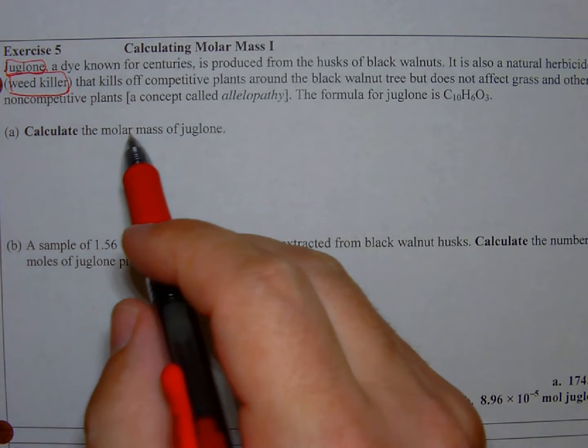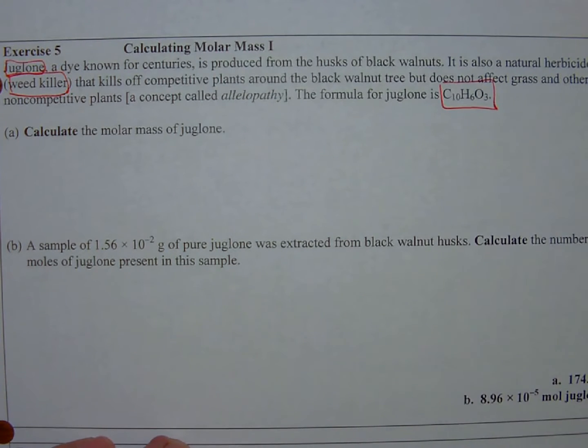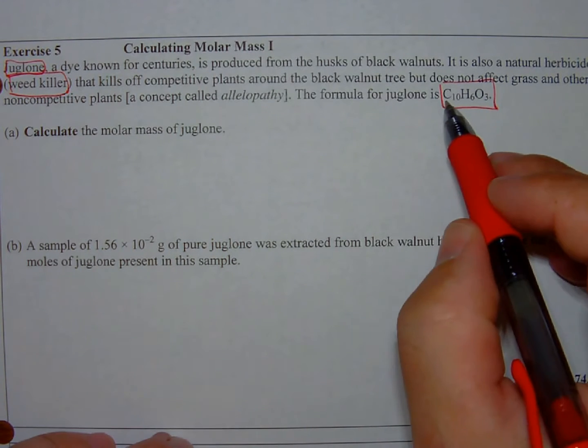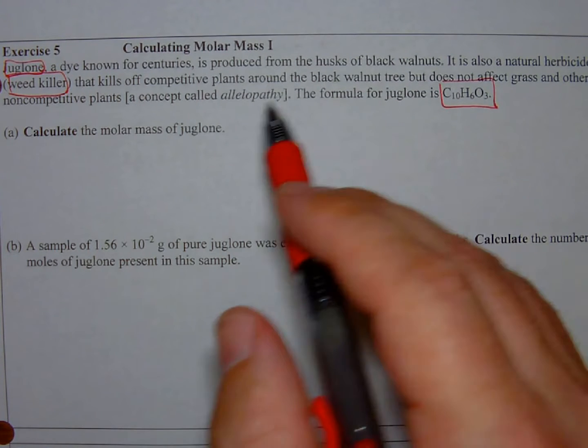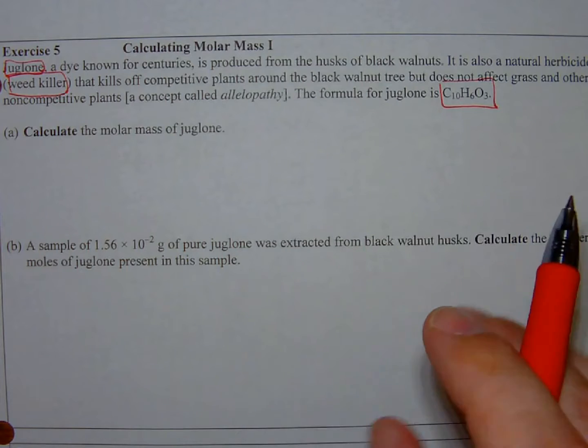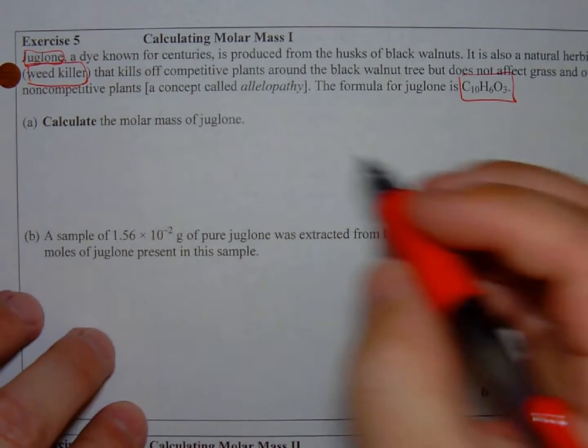A. Calculate the molar mass of juglone. So what am I using? This. That's it. The formula for juglone is C10H6O3. I don't need all this other stuff, right? So it's going to be very, very important that you don't miss the forest because of the trees, or the other way around. You have the formula. You can calculate the molar mass. How do we know this?